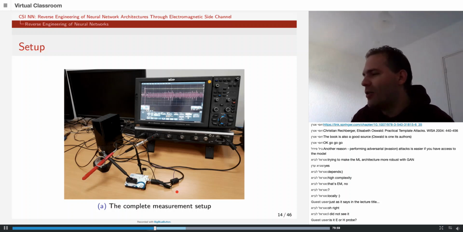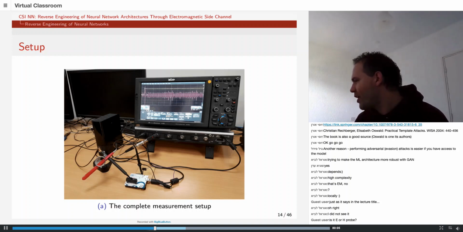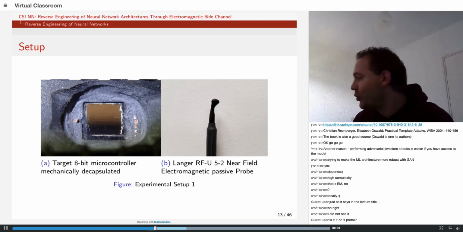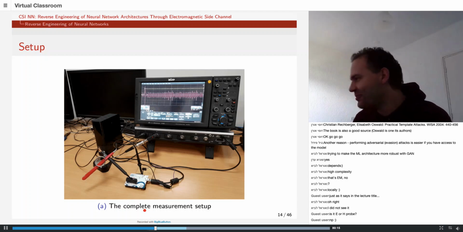Is it an E or H probe? I have no idea, honestly. I have no idea, sorry. I don't know.